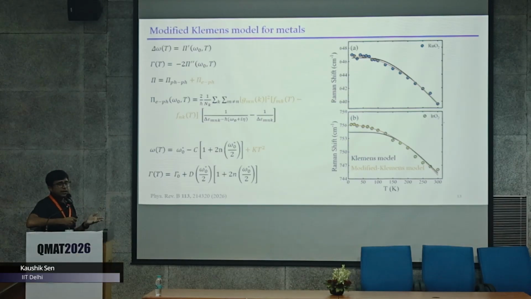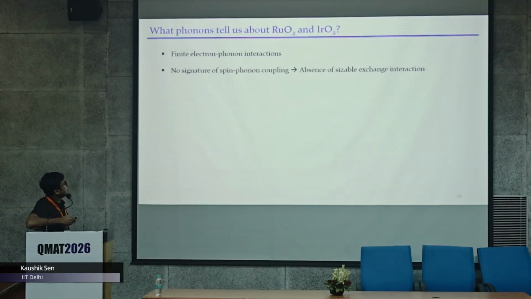In bulk RuO2, single crystal RuO2, there is no magnetism, no altermagnetism. But if you grow RuO2 thin film, then the altermagnetism comes into the picture. Okay, so defects you need.